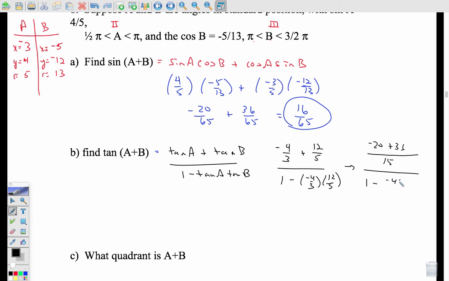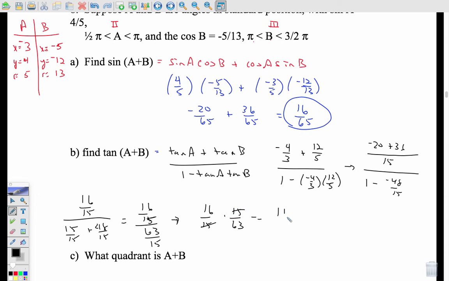Common denominators again, 15, so I have negative 20 plus 36. I'll go in 2 steps here, so I have negative 48/15 again. Scrolling down here, I'm going to have 16/15 and 15/15 minus a negative is going to make that a plus 48/15. Then we have 16/15 divided by 63/15. One fraction divided by another gets me 16/15 times 15 over 63. The 15's cancel, and we have 16/63.